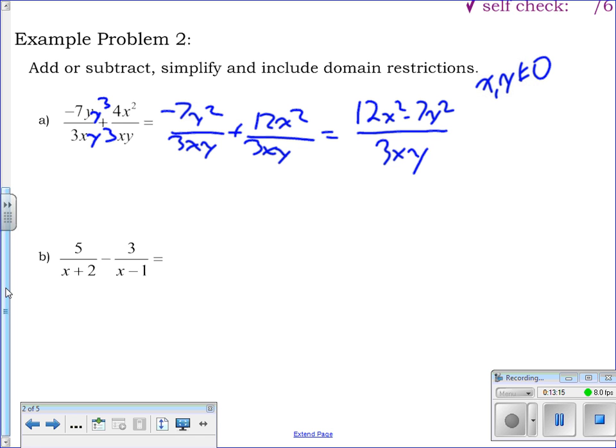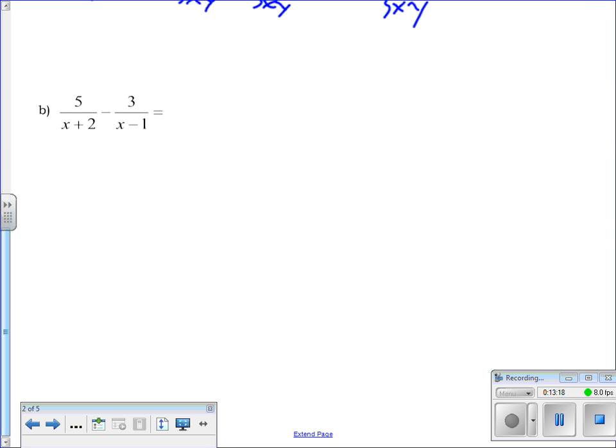So in the second example, we'll move it up a little bit here. What are our domain restrictions on this? X can't be negative 2, and X can't be 1. So X cannot be 1 and negative 2. Even after adding and subtracting, our domain restrictions are not going to change. Okay, so I'm done with that. This is a little more difficult as far as my common denominators go, but it's still not that bad.